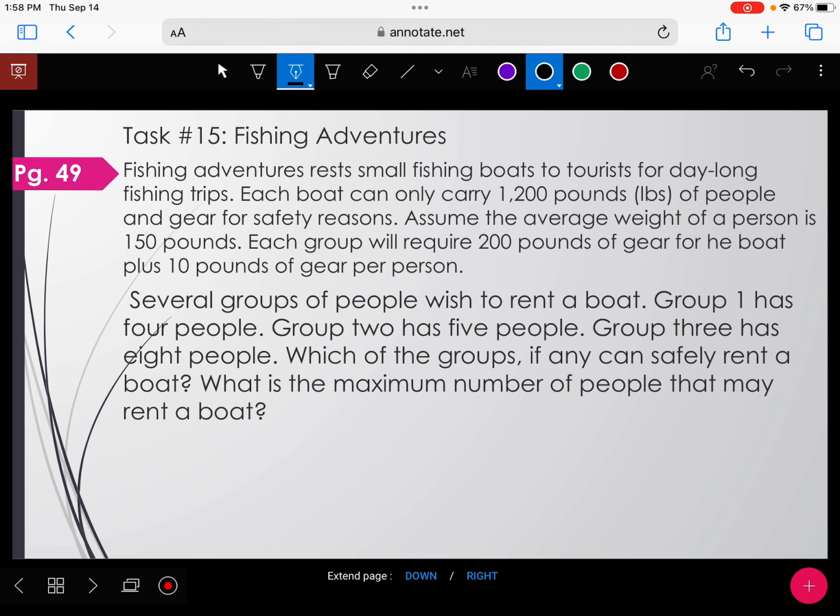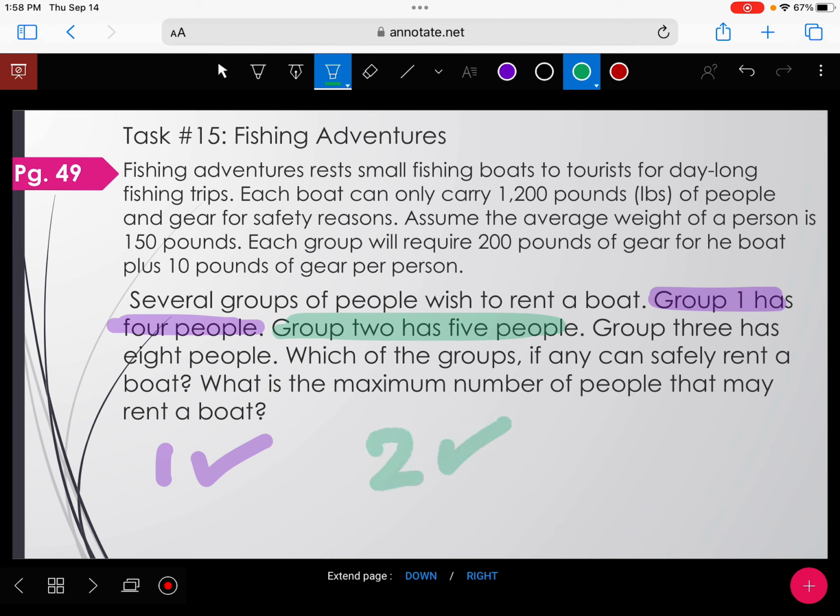So which groups can go? 1 and 2. Group 1 has 4 people. So group 1 is good. Group 2 has 5 people. Group 2 is also good. Group 3 has 8 people. If we put 8 people in that boat, sucker's gonna sink. So we gotta have small groups in order to go on this fish company, or they're gonna have to get 2 boats.